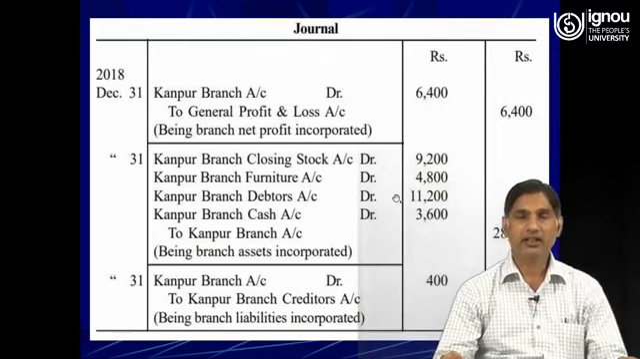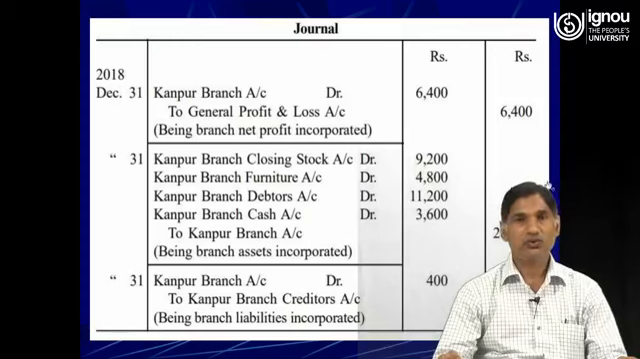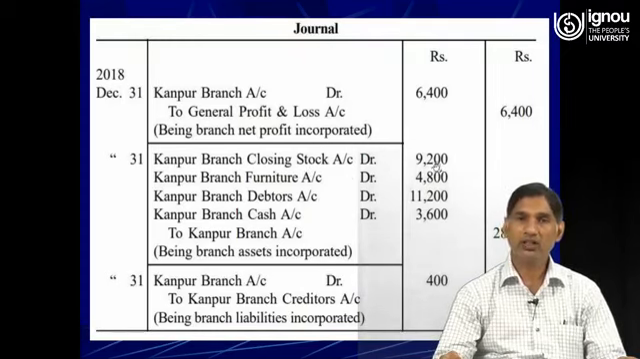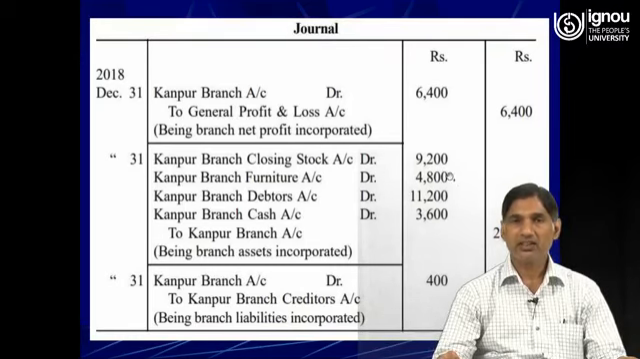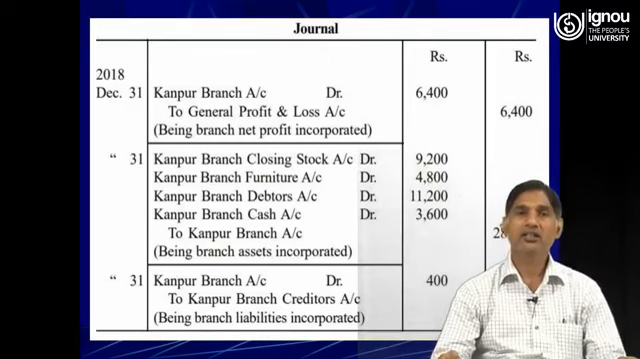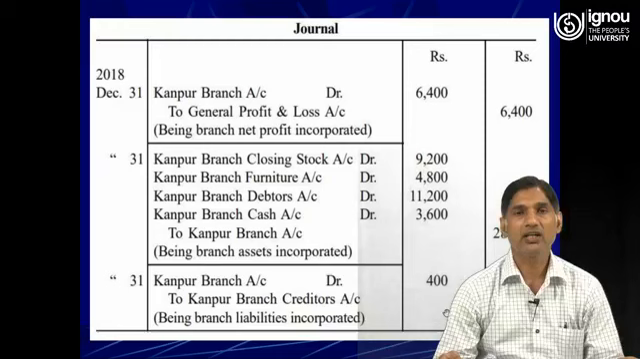Then the journal entry for assets. This journal entry will remain the same. Kanpur branch closing stock 9,200, given in the question in the adjustment. Kanpur branch furniture, given in trial balance, 4,800. Kanpur branch debtors, provided in trial balance, 11,200. Kanpur branch cash, provided in the debit side of trial balance, 3,600. So total of all the four assets comes to 28,800.